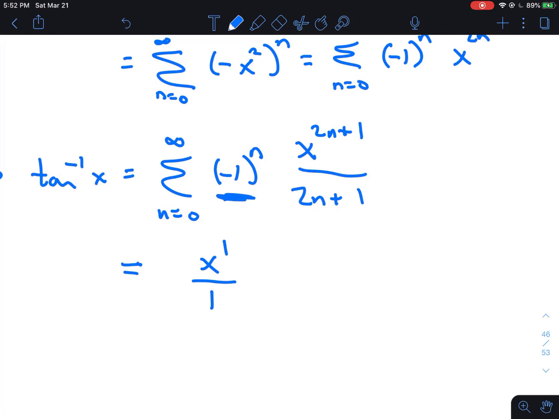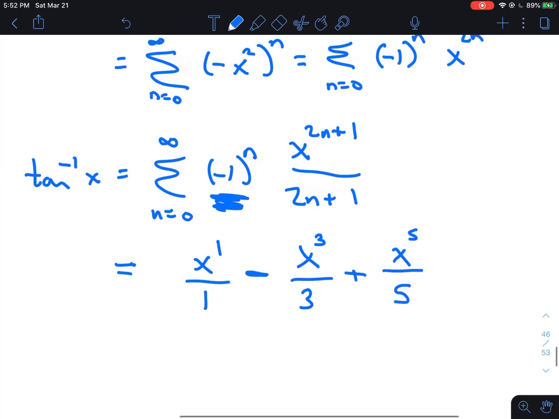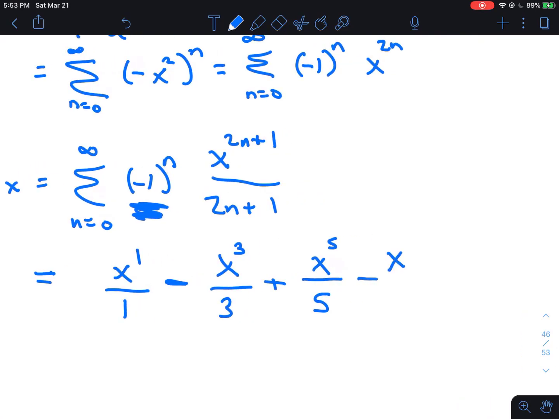Next up, if I was to plug in 1 everywhere I see an n, that'd be a negative sign because of this negative 1 to the nth power. I'd have x cubed, plugging in 1 for n, and I'd be dividing by 3. Next up, you can double check for me, but you'll get x to the 5th divided by 5, and this one's positive. Then minus x to the 7th divided by 7, and this one's negative, and so on and so forth. And so this is the infinite polynomial, or the power series for arctangent.